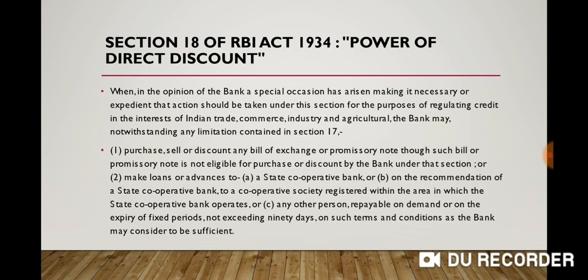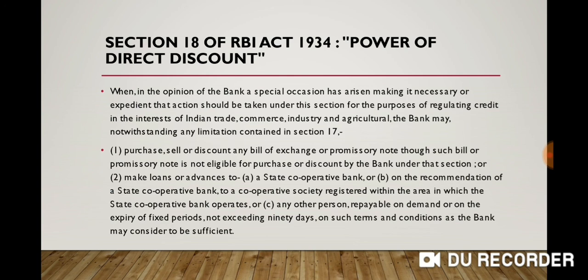Section 18 of the RBI Act 1934. Power of direct discount. When in the opinion of the bank a special occasion has arisen making it necessary or expedient that action should be taken under this section for the purposes of regulating credit in the interest of Indian trade, commerce, industry and agriculture, the bank may, notwithstanding any limitation contained in section 17, first, purchase, sell or discount any bill of exchange or promissory note though such bill or promissory note is not eligible for purchase or discount by the bank under that section.